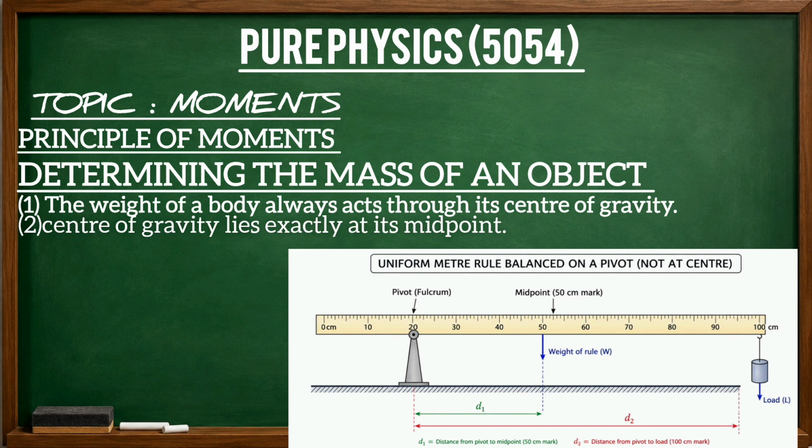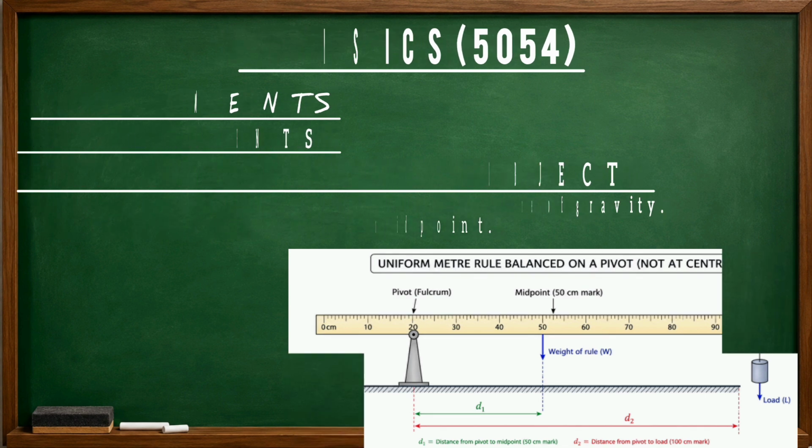This means that for something like a uniform meter rule, its own weight can be treated as a single force acting downward from its midpoint, and that weight can then be included in the moments equation alongside any other loads placed on the rule, allowing you to balance clockwise and anti-clockwise moments to solve a problem for unknown mass or unknown distance. And that brings us to the end of moments.